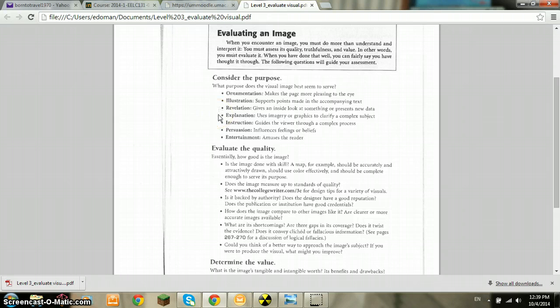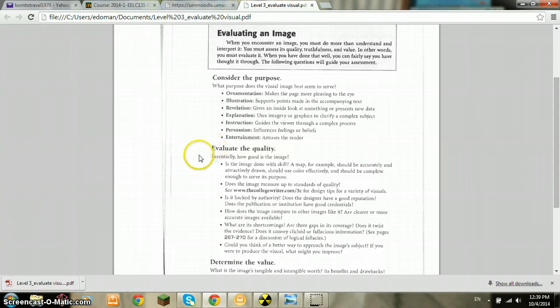Does it provide an explanation? Does it use imagery or graphics to clarify a complex subject? Does it instruct us of something? Does it guide the viewer through a complex system, making us use our critical thinking skills to evaluate? Does it persuade us to feel something or believe something? Or finally, does it just serve to amuse us? Is it for entertainment purposes alone?